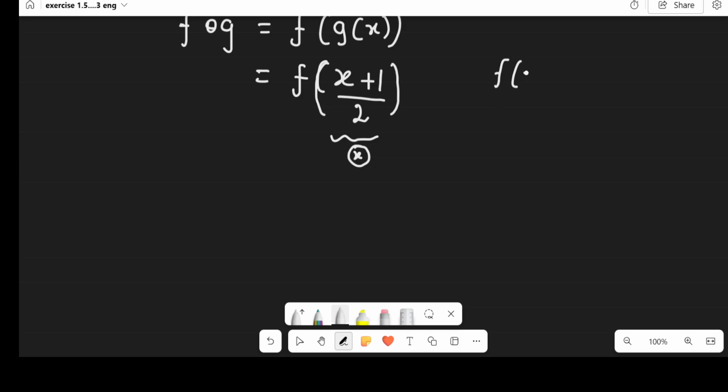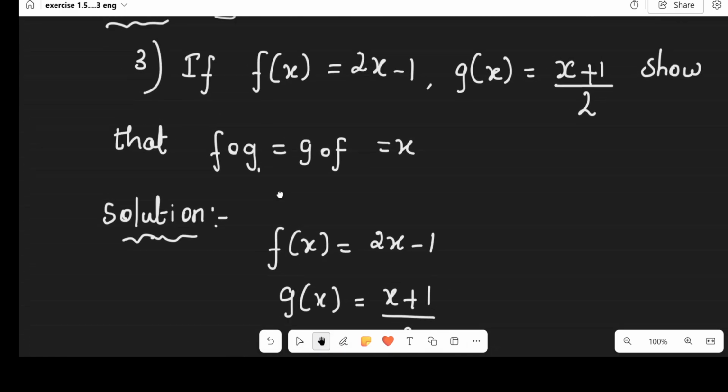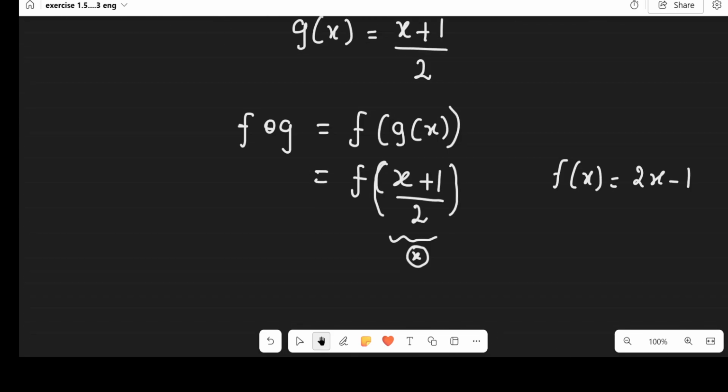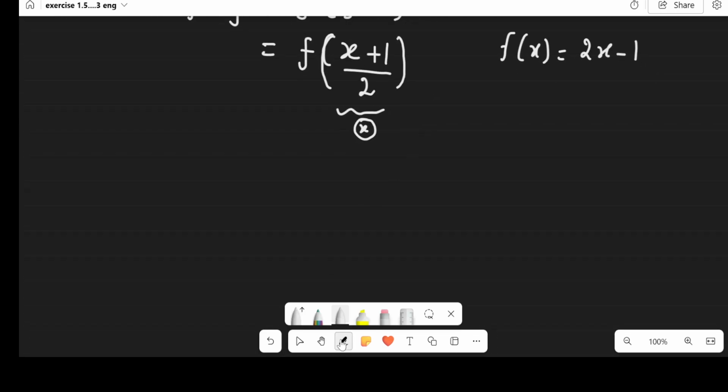What is f of x here? What is given in the question? F of x is 2x minus 1, right? That is given in the question. That's what we are writing. F of x equals 2x minus 1. And what would be the next step? In this formula only, we should apply this value in place of x. So here 2 into x. What is the value of x? X plus 1 divided by 2. This is the value of x, right? And then this minus 1.